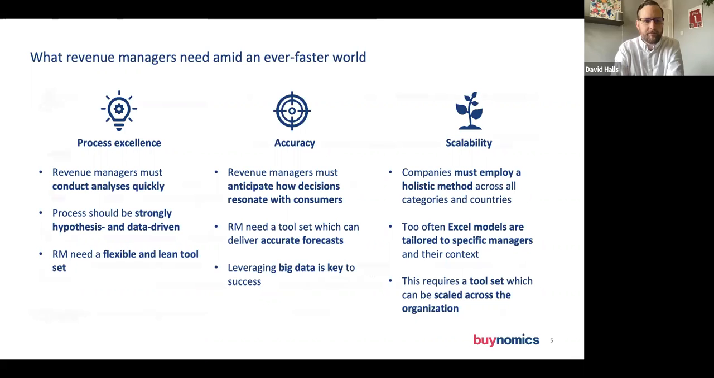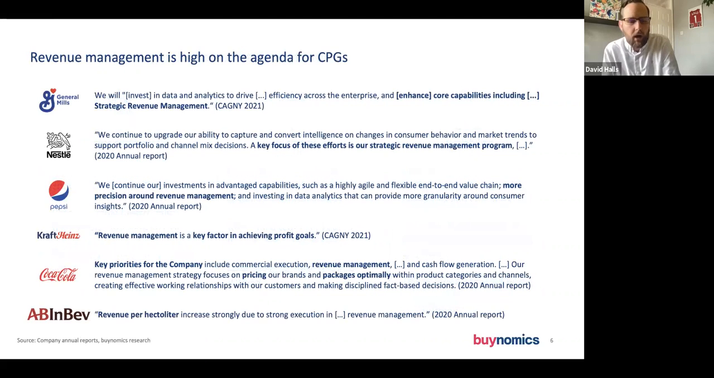Great, thank you, Ingo. So I'm not going to go through these in any sort of detail, but what we have on this slide just reinforces the importance of revenue management in CPG at the moment. So just across these 6 large CPGs, every single one of them, either in a recent webinar or an annual report, mentions that revenue management is massively important to how they're going to achieve their goals over the next few years.